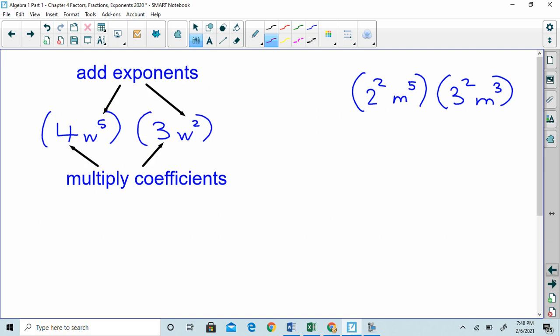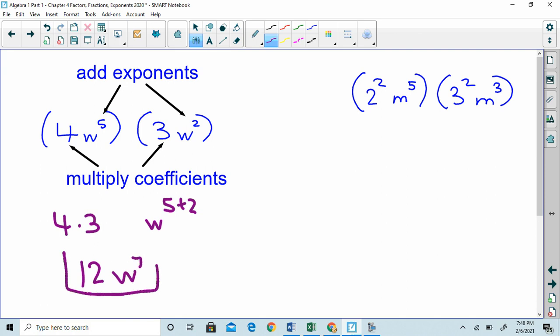When I have coefficients, in this next example, I'll multiply the 4 times 3, because we multiply coefficients. That will give me 12. But when I see I have the bases the same, w to the fifth times w squared, I'll add my exponents. Just a few key rules to keep in mind when we're doing this.